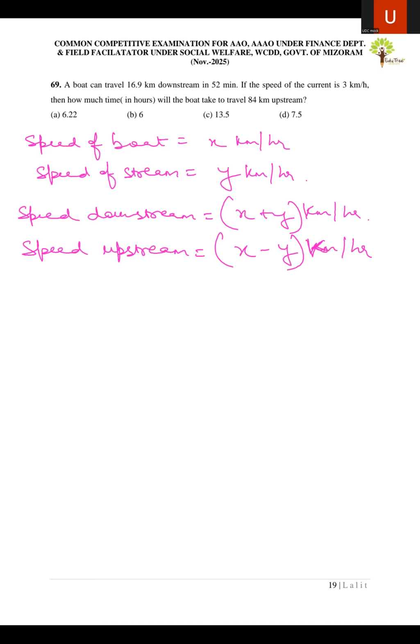So what are they asking in this? The question is, a boat can travel 16.9 kilometers downstream in 52 minutes. So speed equals distance upon time taken. Now they're saying the boat is going downstream, it means the speed is downstream. What is speed downstream? x plus y. So putting x plus y here.